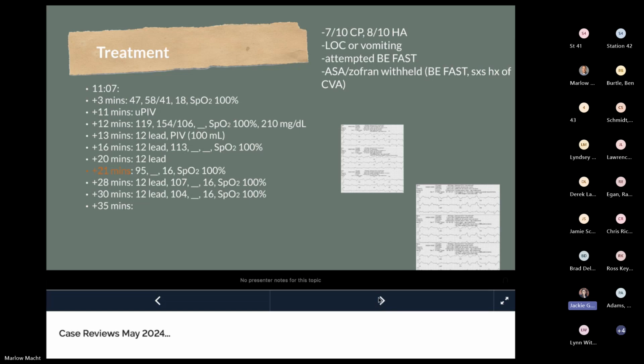At 11 minutes, an IV was attempted but missed. At 12 minutes, her heart rate was documented as 119. Blood pressure of 154/106, no respiratory rate, room air sats of 100, and a blood glucose of 210. I'm not really certain about what had changed or if that was just a spontaneous change in her blood pressure and her heart rate. At 13 minutes, a 12 lead was obtained, an IV was established, and she was given 100 mLs of IV fluids. Next.